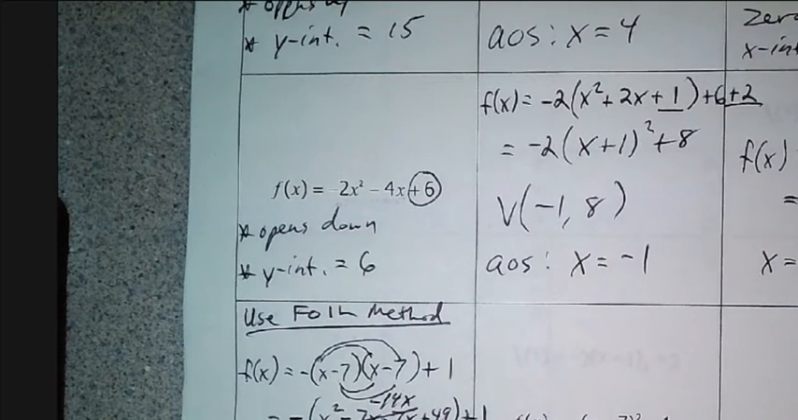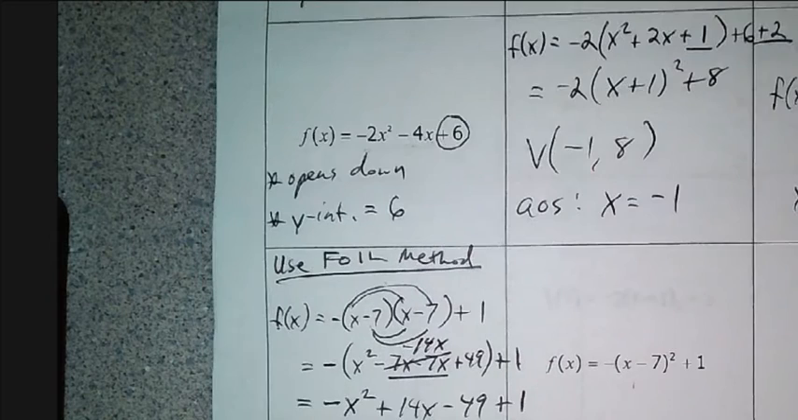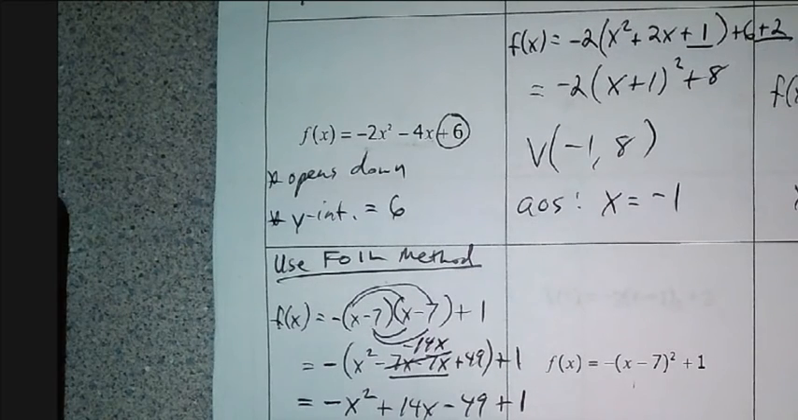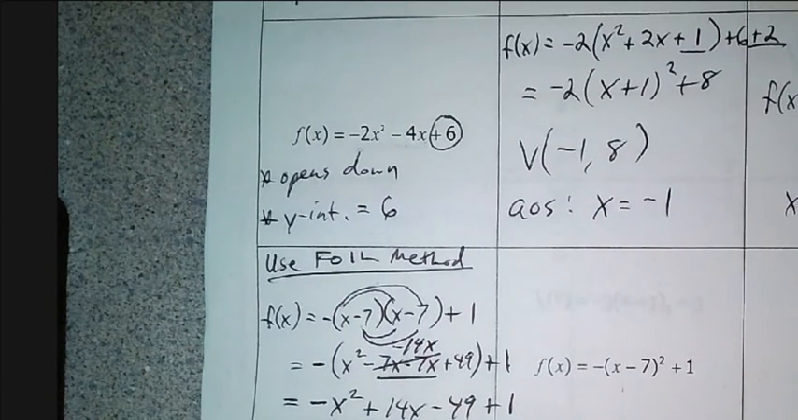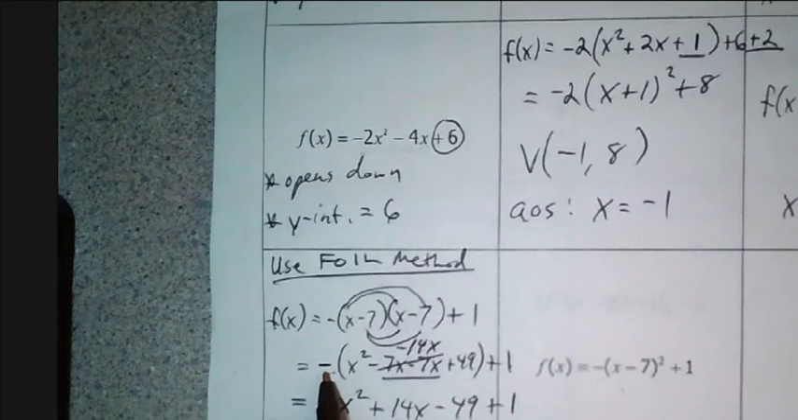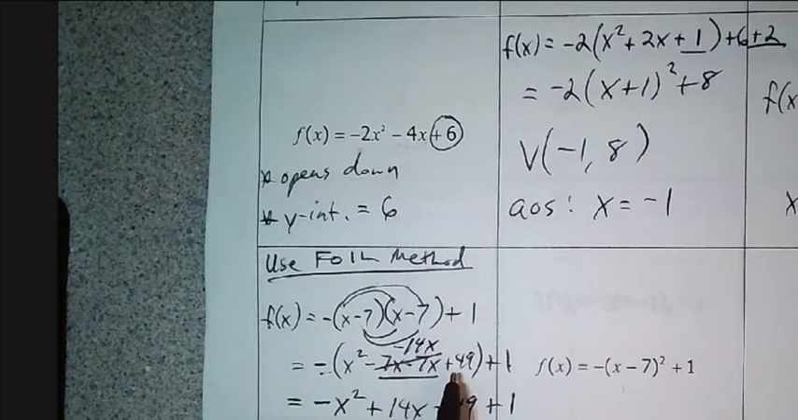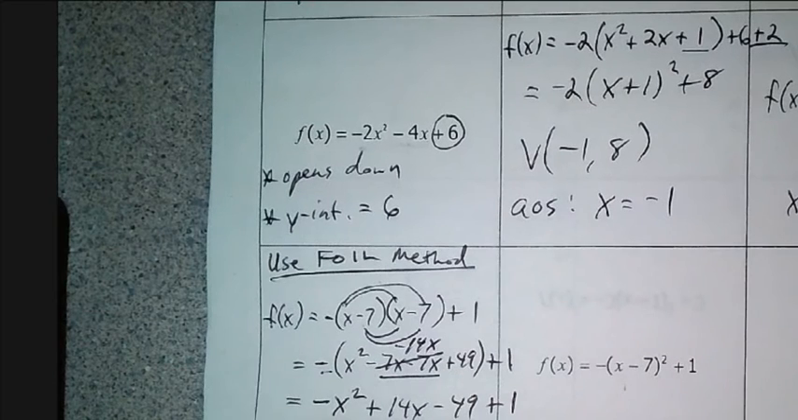So my final answer will be negative x squared plus 14x minus 48. Why did you change that to a minus 48? Because this negative that was on the outside has to be distributed. You can't forget about it.